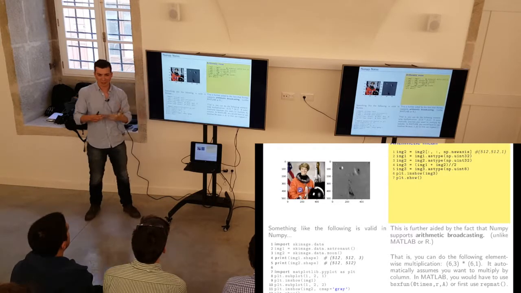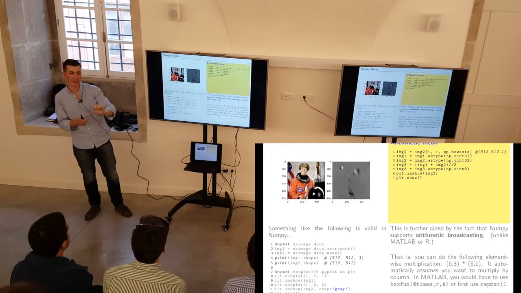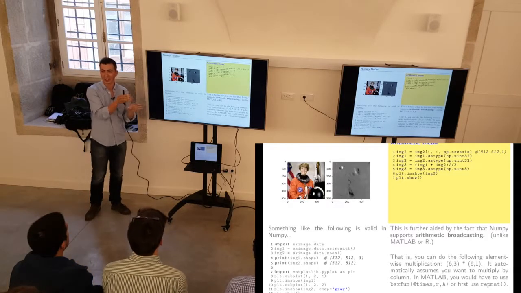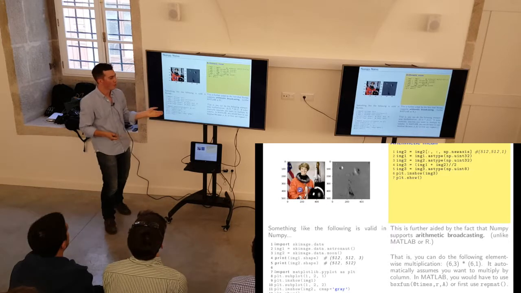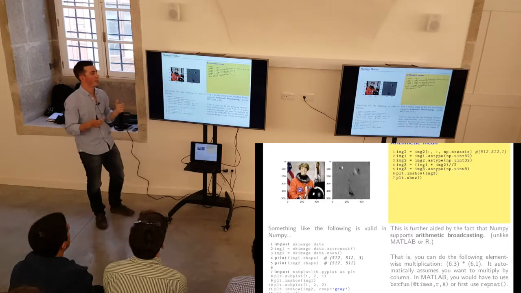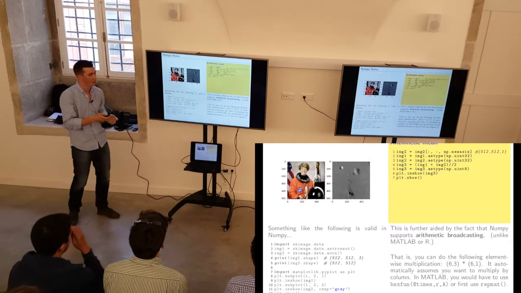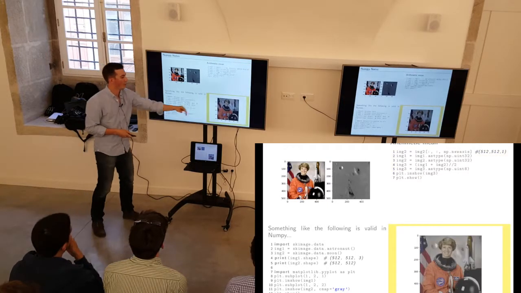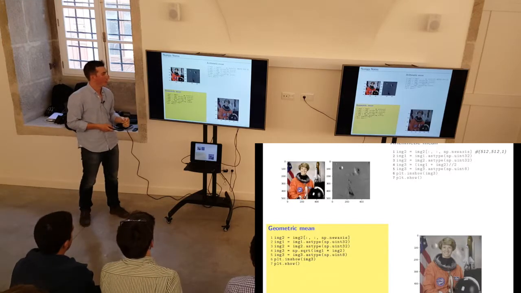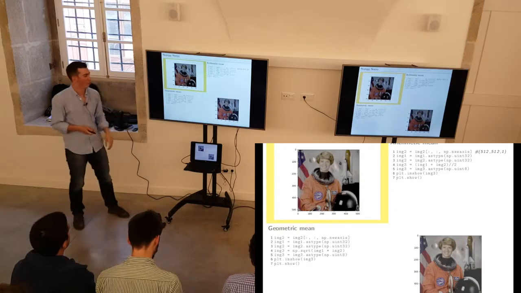This is not possible in languages like MATLAB. You'll have to repeat the column a few times. You have to repeat the gray image to turn it to RGB. Okay, so this is something nice. We also convert it to another precision so that we can sum, so that we don't have overflows. But that's not important. And then we have the average of the two images. Okay, this is the geometric mean. If you want to do geometric mean, it's the square root of the product.